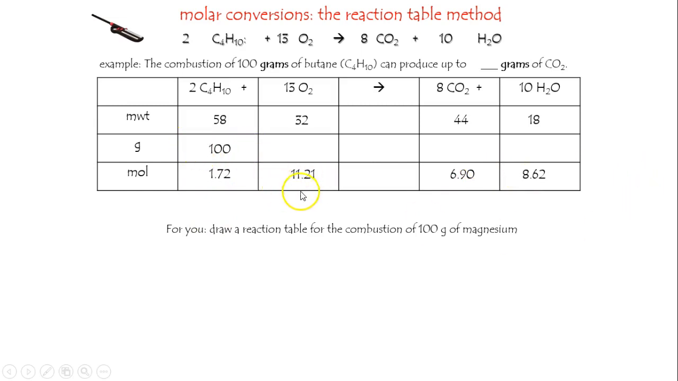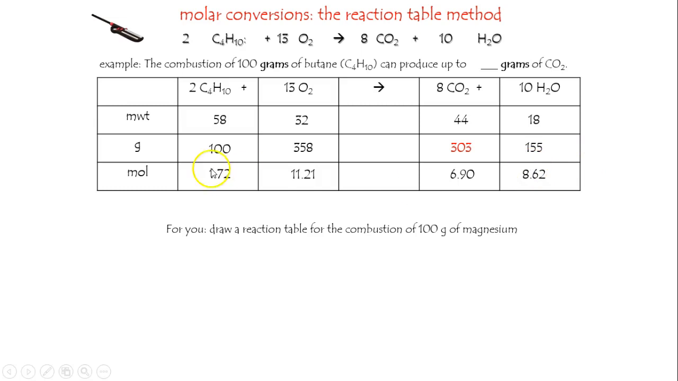Now, the amounts. We need 11.21 moles, and 32 grams is a mole. I'm going to multiply. Each mole is 32 grams, and 11.2 of them is 358 grams. Recognizing that this is 458, I better end up with 458 when I'm done. 6.9 moles, where 44 grams is a mole, so I'm going to multiply. I need 303 grams, which, by the way, answers the question, but oh so much more. And it will produce 8.62 moles, or 155 grams of water.